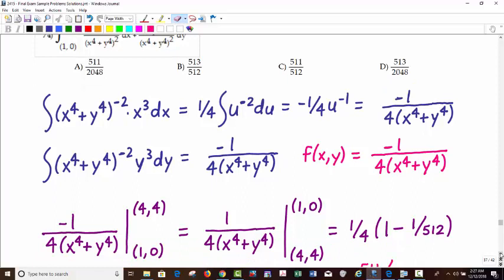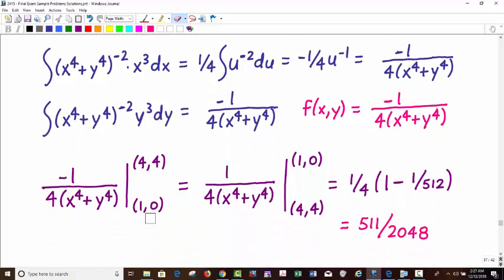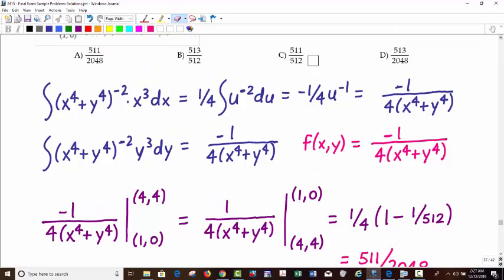So now you can plug in the upper point, which is 4, 4. Plug in the lower point, 1, 0. Now I reversed them so I can get rid of the negative. That's the only reason. If not, don't worry about it. You don't have to do that. And then I got 1/4 times 1 minus 1 over 5/12. It ends up being 5/11 over 2048. Answer A.